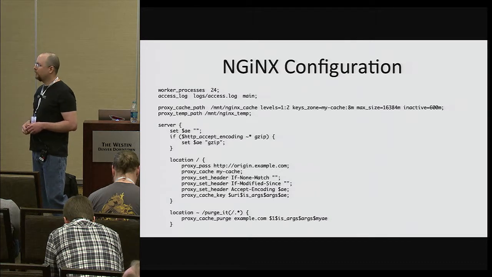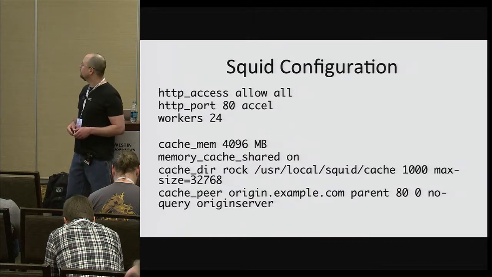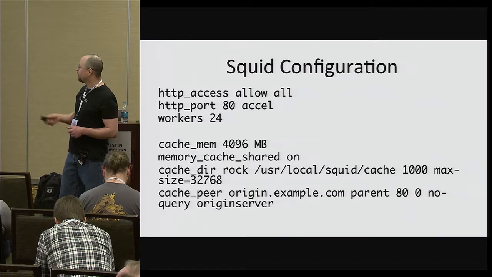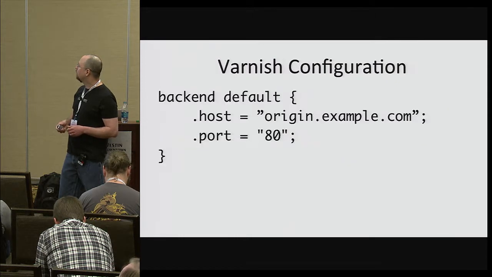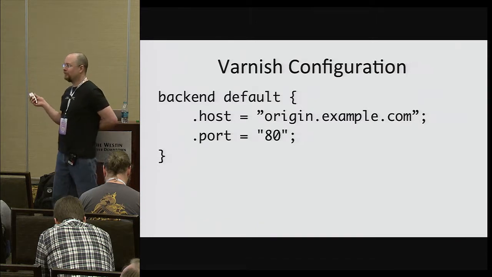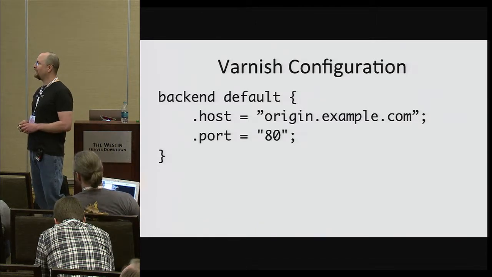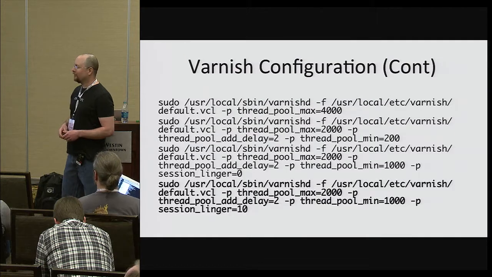And in this one, I had 24 workers. Squid was using the rock store for benchmarks, and then also did memory or RAM cache. Varnish, pretty simple, 2 lines. However, it's really not this simple, because when you actually execute the server, it gets very complicated.